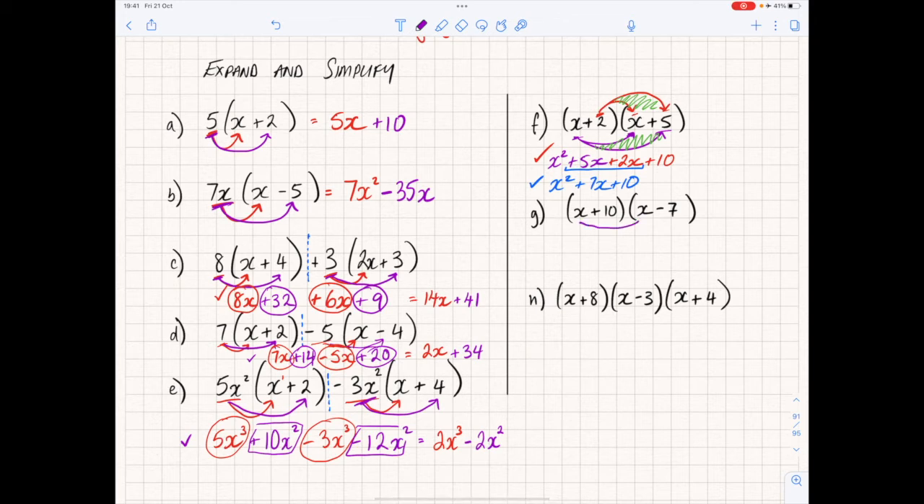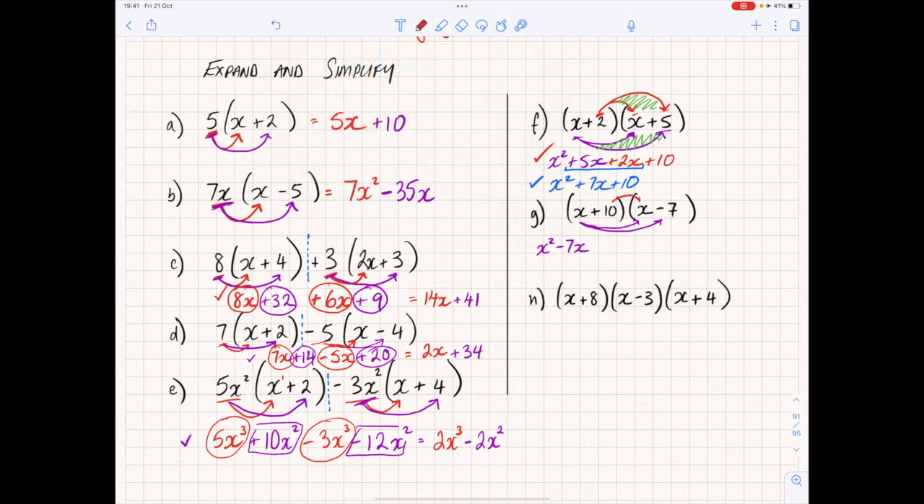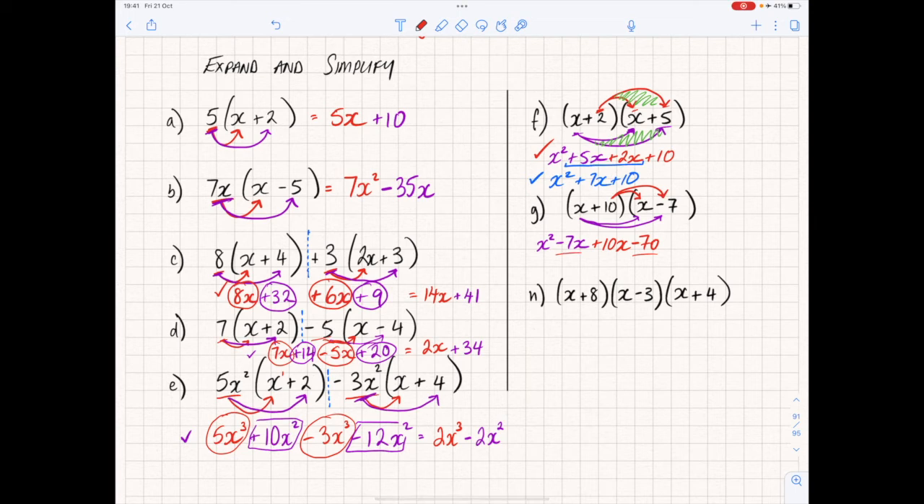So x times x gives you my x squared. X times minus 7, that is a minus 7, so it becomes minus 7x. Then we do the top. 10 times x is plus 10x. And now you're doing 10 times minus 7, which gives you minus 70. So just being really careful there that you've got a negative there and a negative there because of that minus 7. That would get you 1 mark again.